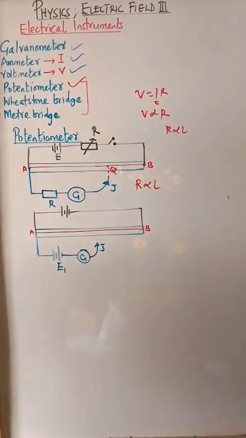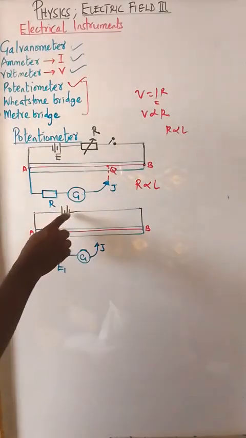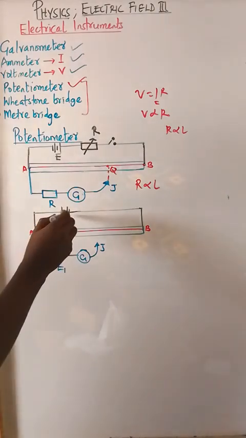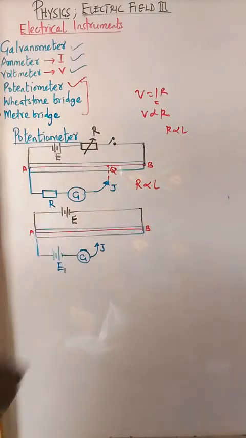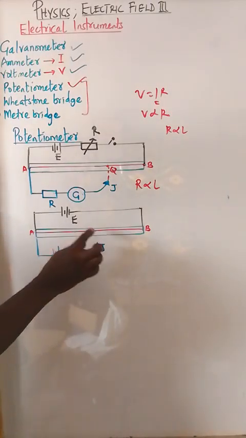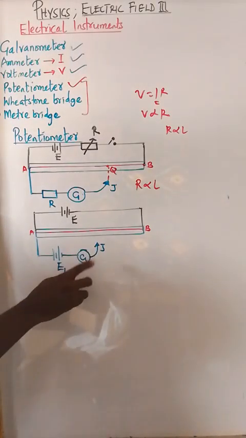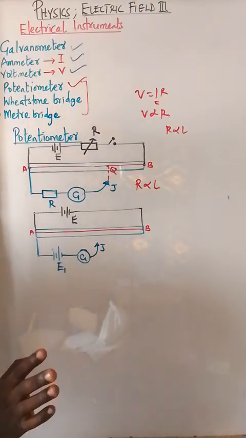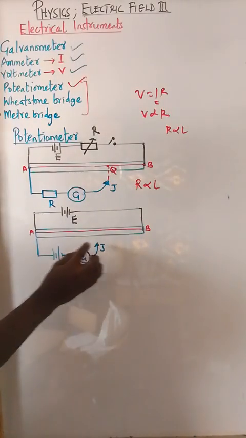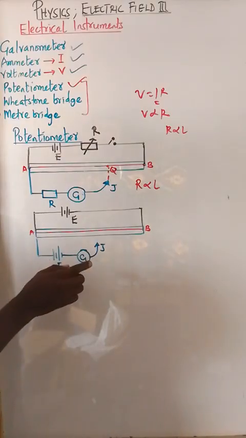What we are going to do now is, let's suppose we have a cell of known EMF here. That's what you have here. Now across this cell, it has its own EMF. But if there is no connection, nothing will happen. This galvanometer will not show any deflection. So if this jockey is placed at this point, it will deflect.